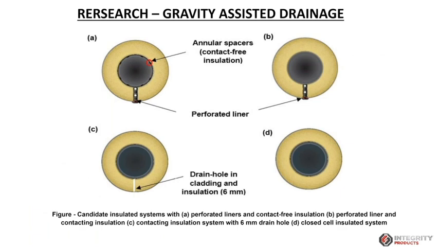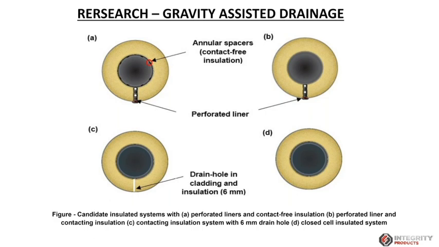So what we did, we used 4 different systems of insulation. The first one, system A, contains the drain plug. I would say perforated liner, to keep it a non-commercial name because it's submitted for a research journal. So perforated liner or drain plug, in combination with contact-free insulation. For contact-free insulation, we have the spacers. We will talk about that in upcoming slides.